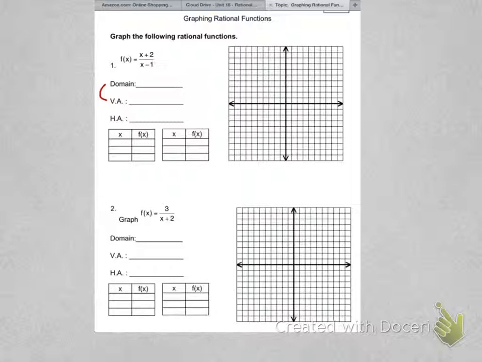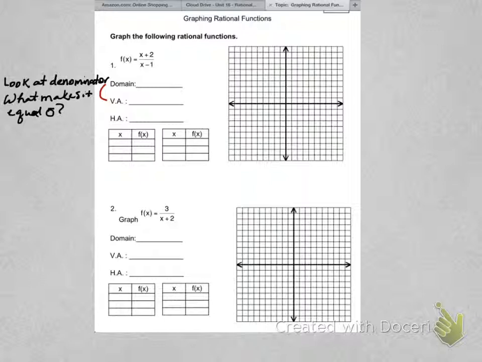what you look at is the denominator. So you're going to look at the denominator of your function, and you're going to ask yourself, what makes that denominator equal 0? And that's the value that cannot be in the domain.